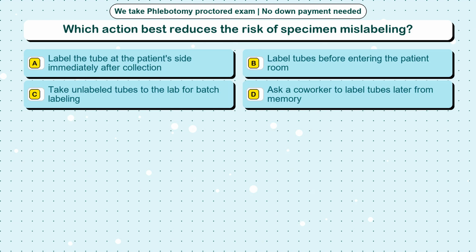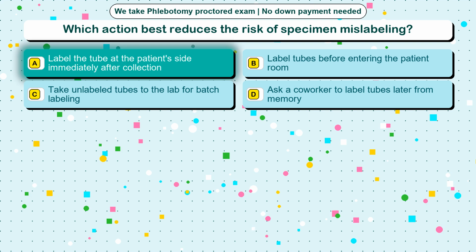Question 91. Which action best reduces the risk of specimen mislabeling? Option A, label the tube at the patient's side immediately after collection. Option B, label tubes before entering the patient room. Option C, take unlabeled tubes to the lab for batch labeling. Option D, ask a coworker to label tubes later from memory.